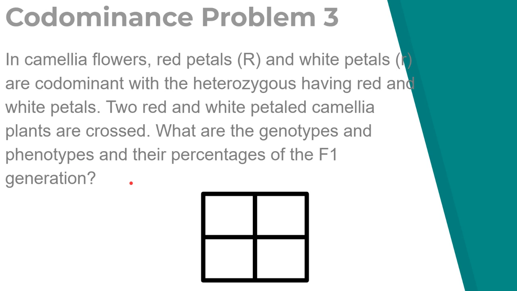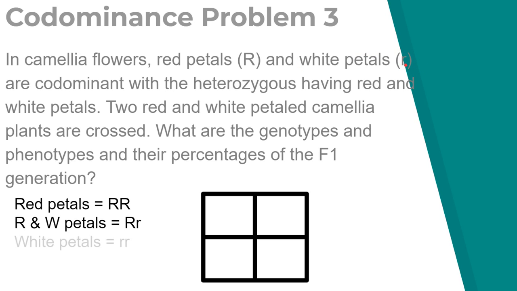So step 1, we're going to write out our genotypes and define them. I told you red petals is a capital R, so that means in order to have red petals, you have to have 2 big R's. In order to have red and white petals, you have to be heterozygous, which means that red and white is going to have to be big R, little r. And I told you that white petals is little r, so in order to have white petals, it has to be little r, little r.